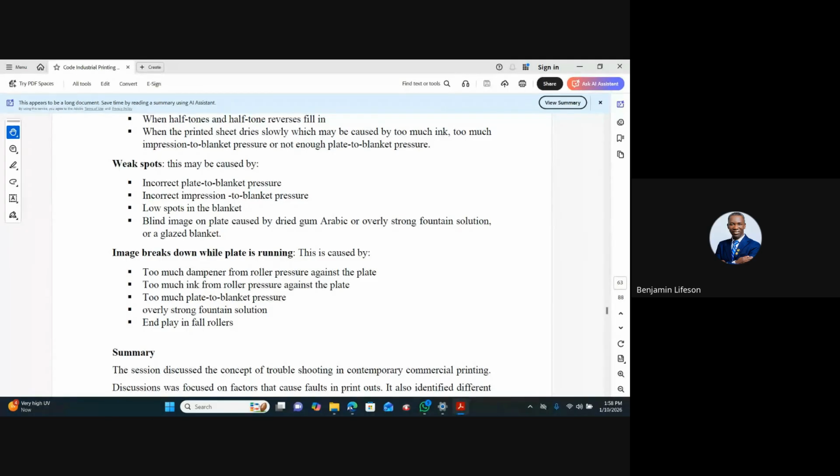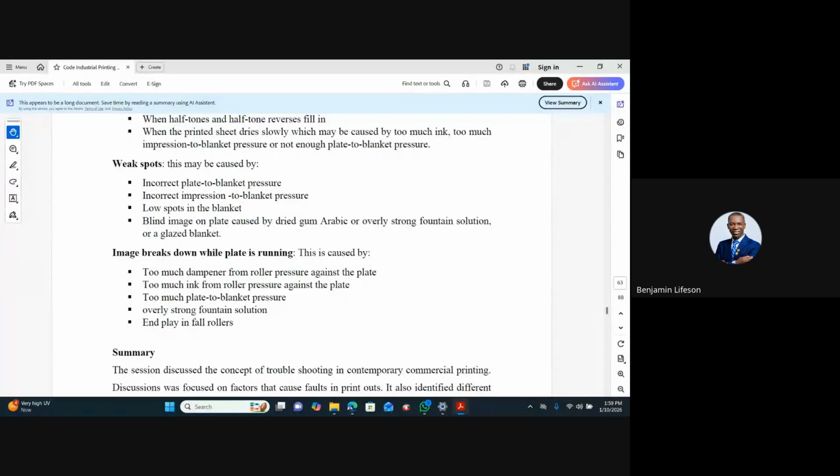All right, that's great. Then the final one, please. Images break down while plate is running. That is caused by too much dampener from roller pressure against the plate, too much ink from roller pressure against the plate, too much plate to blanket pressure, overly strong fountain solution, and play in all rollers. Thank you. All right, thank you so much.